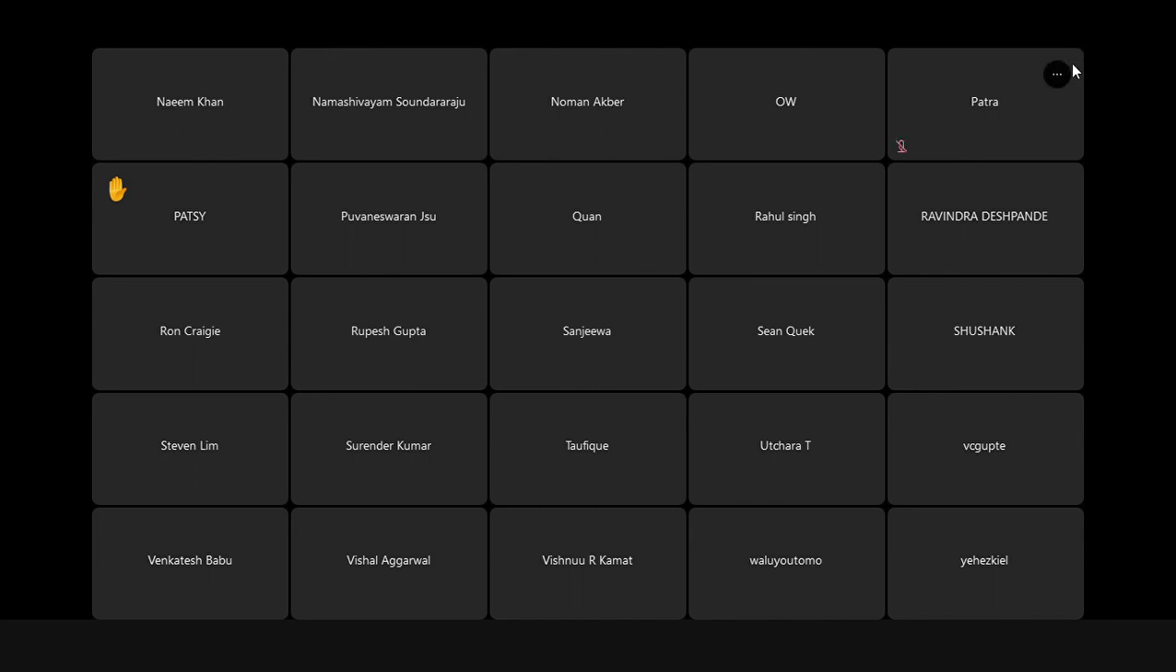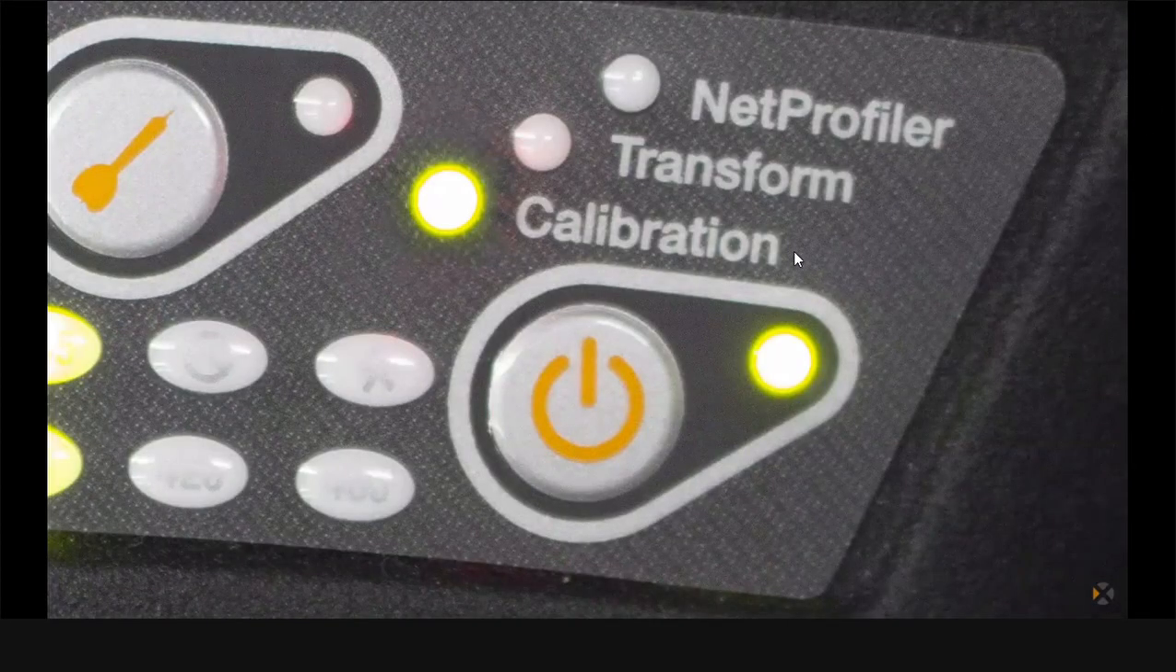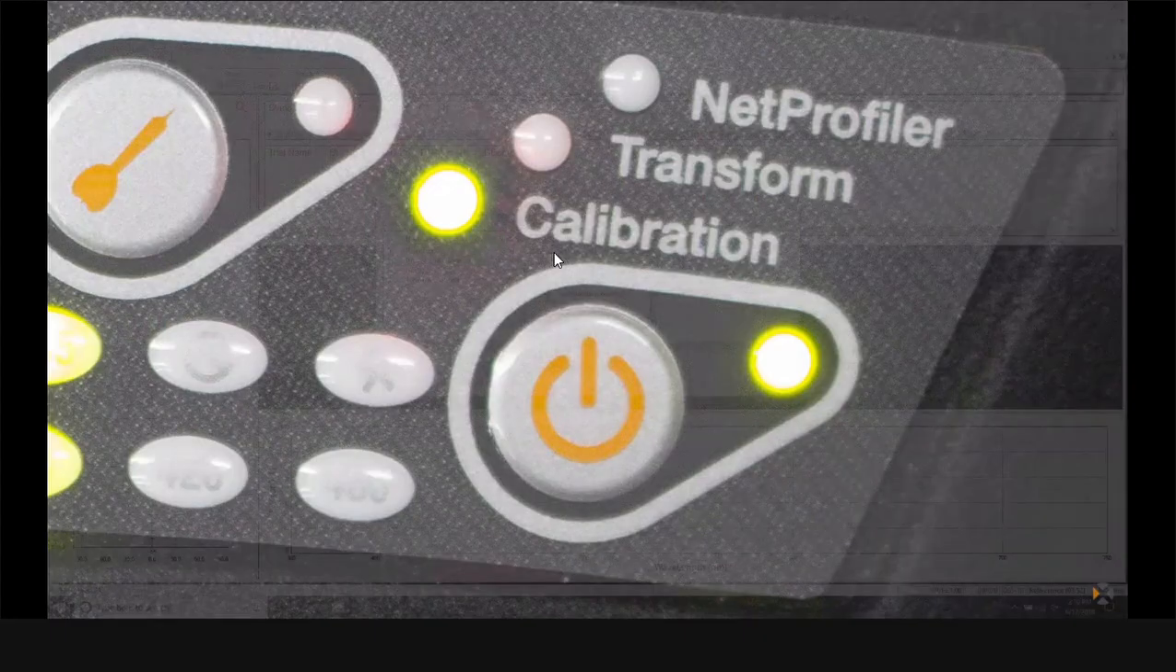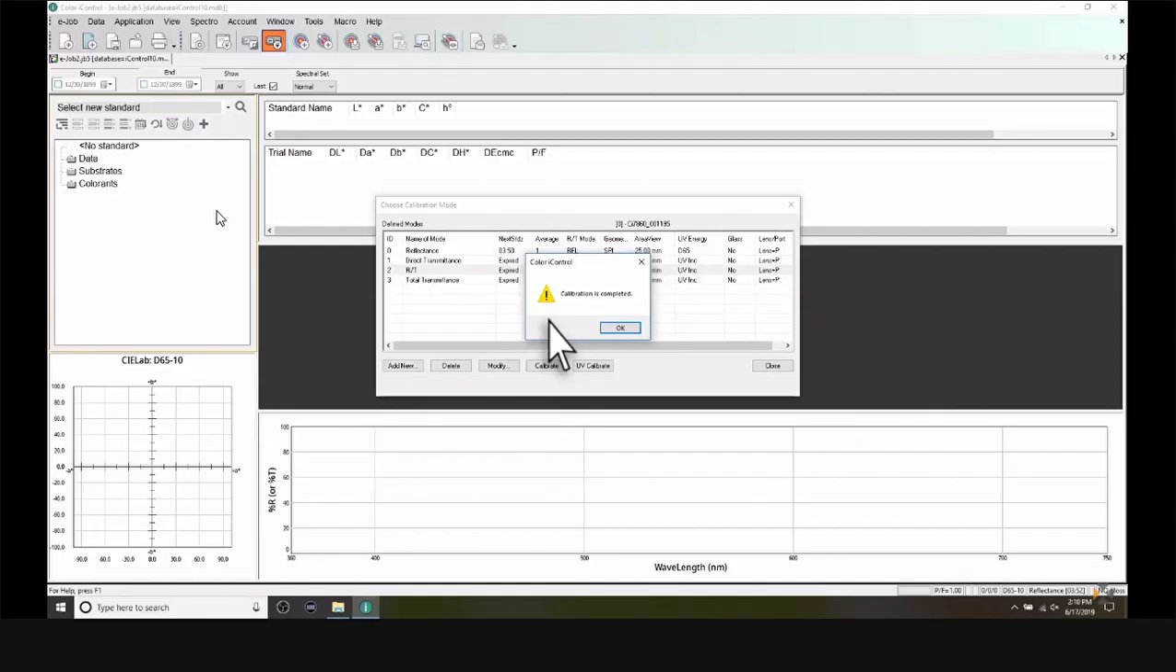And right now, he's doing a direct transmission measurement. You can see here, it's moving against the lens. This is the lens part, and you can see the light that is coming out from the device. You can see the status that is now being calibrated.